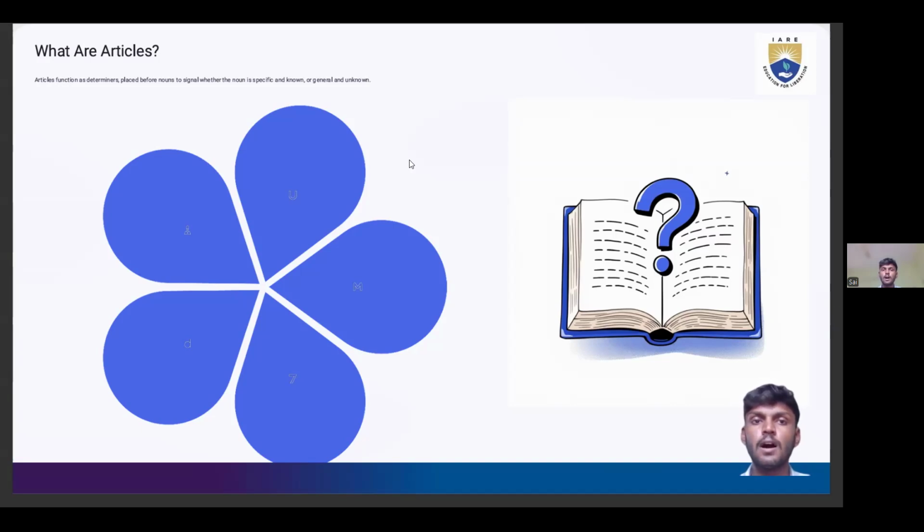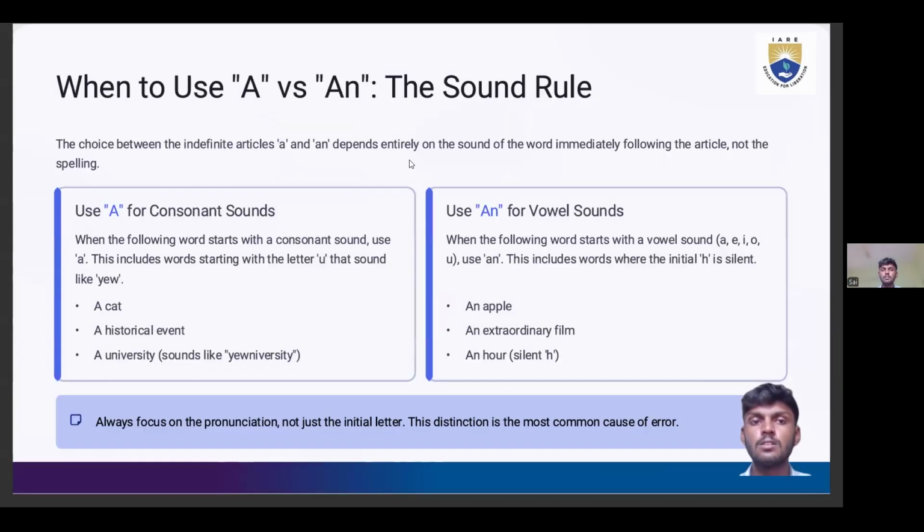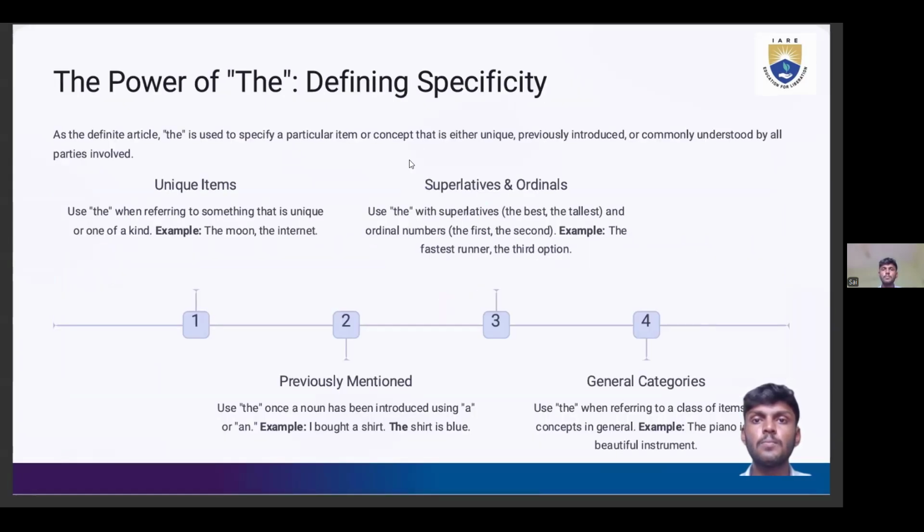When to skip articles. When you use a and the. The power of defining specificity. As the defining article, the is used to specify a particular item or concept that is either unique, previously introduced, or commonly understood by the parties involved.